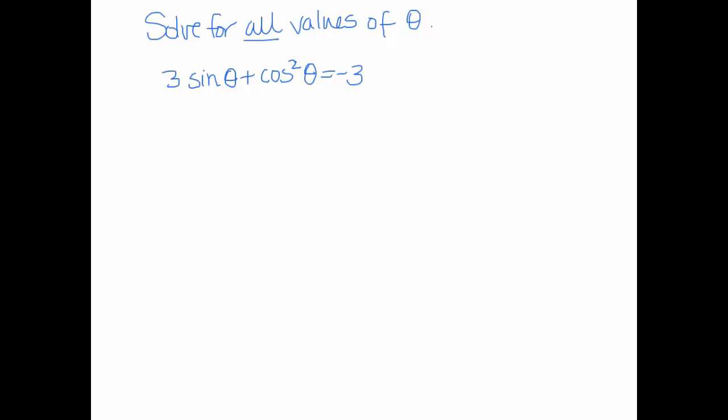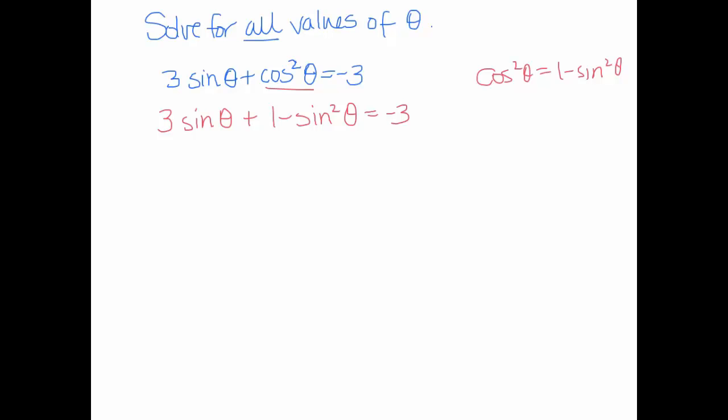We have cosine squared theta, which reminds me of the identity that we learned in the previous video, where cos squared theta equals 1 minus sine squared theta. So I can substitute into this equation, and that way I'd have all sine thetas. That's good news. So we'll keep our 3 sine theta. Let's do our substitution here with 1 minus sine squared theta, and that's going to equal negative 3. So we have sine squared thetas and sine thetas.